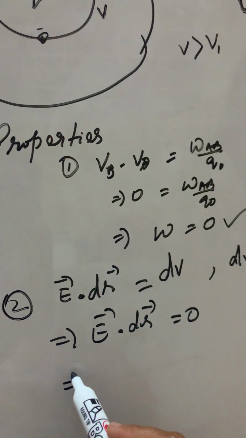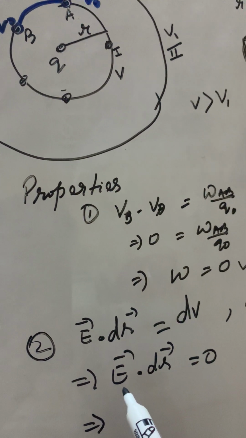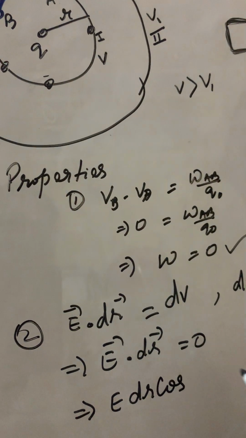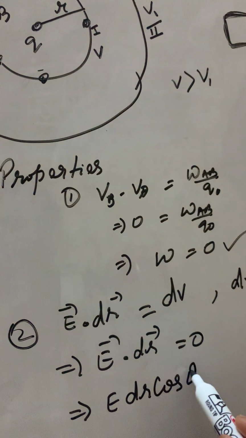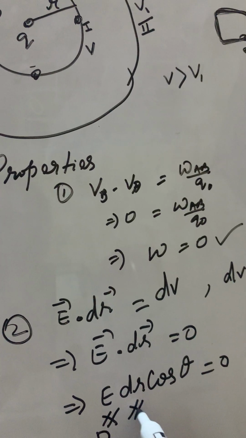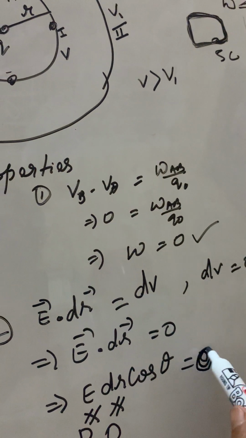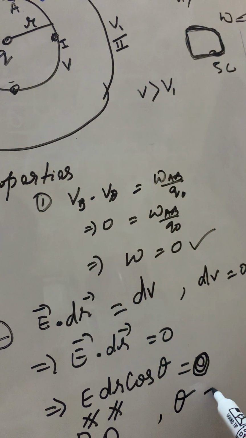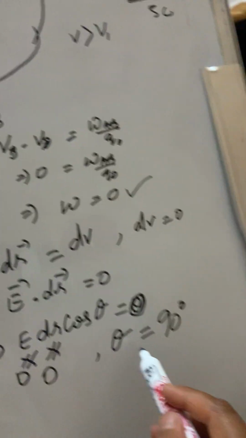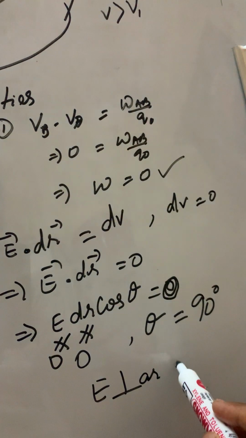Now, the electric field cannot be 0 because the point charge is there, right? So this dr, what does the dot mean? Cos of theta is equal to 0. E cannot be 0, and dr cannot be 0 because the charge has moved. So cos of theta is 0, which means theta is equal to 90 degrees. What information does it give? Theta equal to 90 means the electric field is perpendicular to the surface.